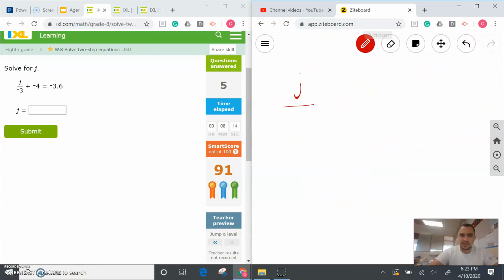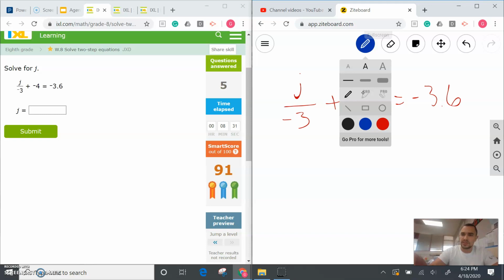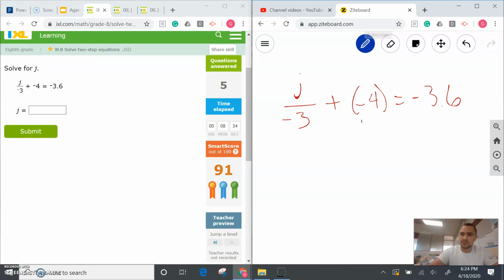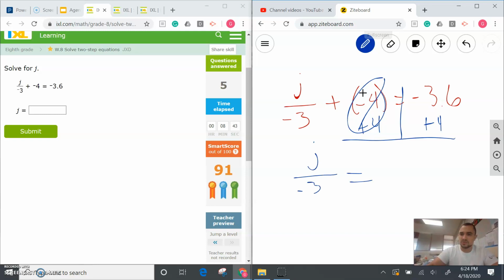All right, so j divided by -3 plus a -4 equals -3.6. All right, so the first thing I like to do is I'm just going to get rid of these numbers. I have numbers on both sides. I'm going to use blue this time now. And this is a -4, so I'm going to add 4 here. Add 4 here. So I have j divided by -3 equals, this right here is going to be a positive number, and it's just going to be 0.4. So yeah, 0.4 and 0.6, yep, that's right.